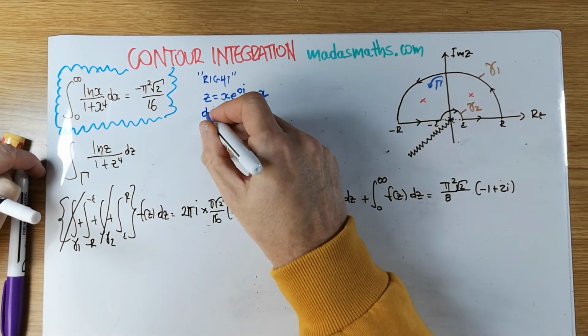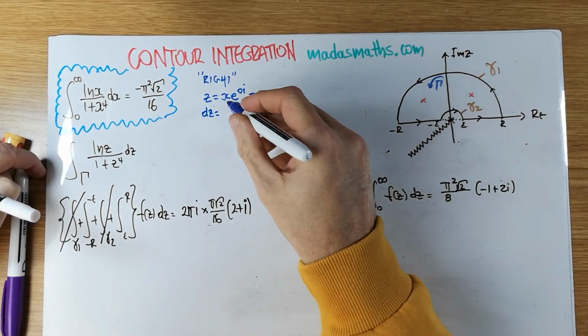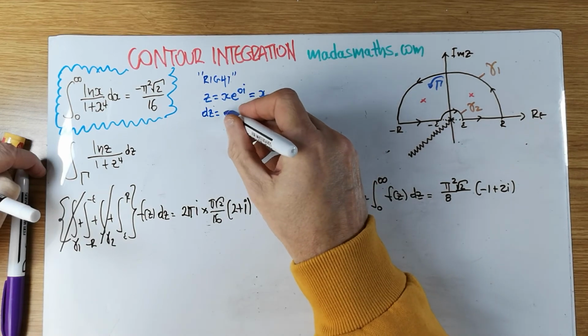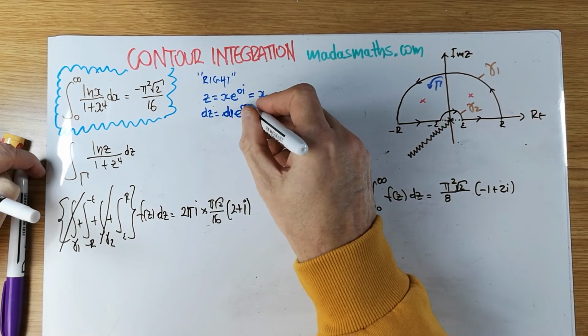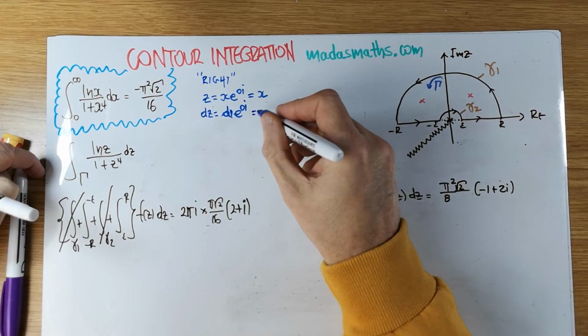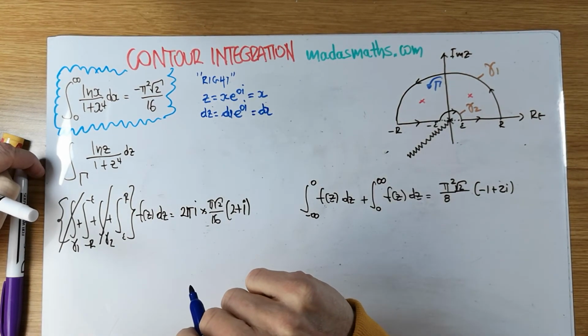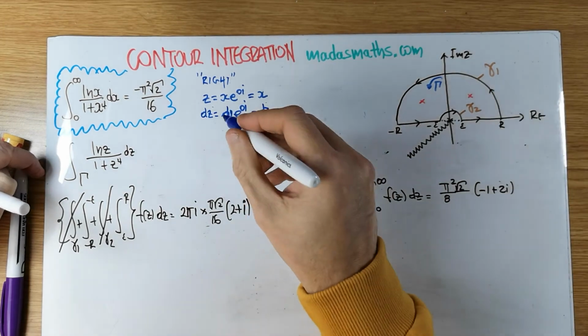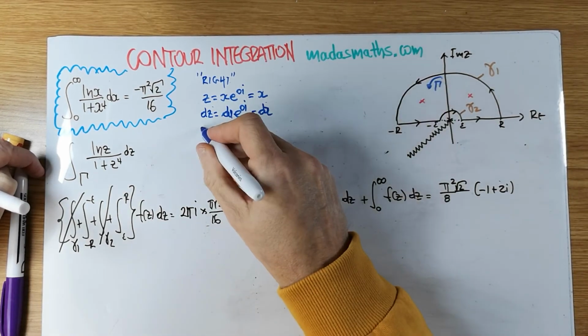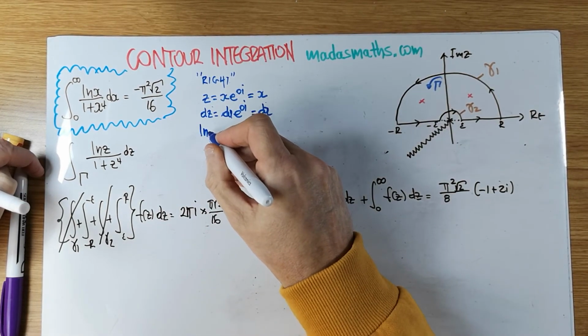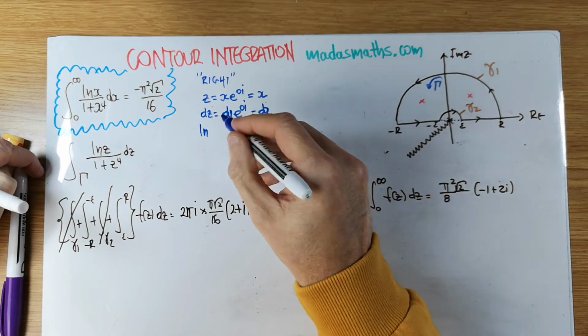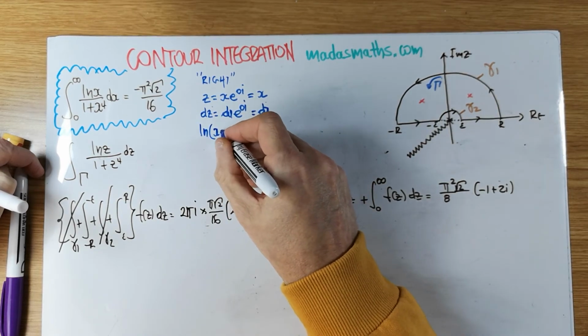The dz is dx e to the 0i, which of course is the same as dx. What else do we need to work out? The log of z, just in case. And the log of z is of course the log of x e to the 0i.